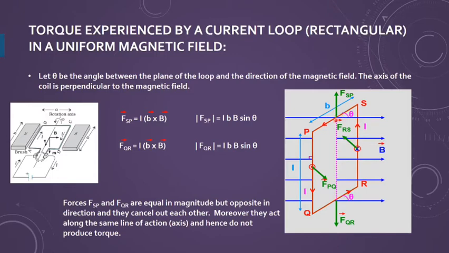Here also, if you want to find the force for PS or SP, the direction of current is from S to P. Using the formula from the Lorentz rule, it is current into L into B. The length of this side PS is taken as small b, as shown in the diagram. So it can be written as I b B sin theta. Capital B is for the magnetic field, small b is taken for the length of side PS.